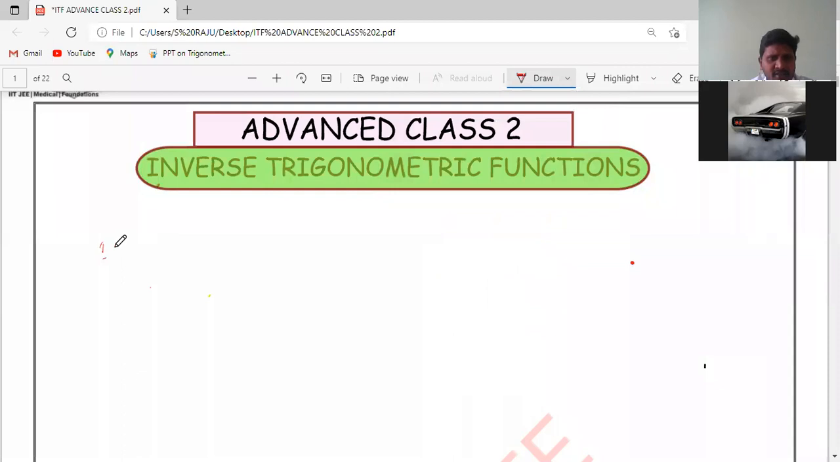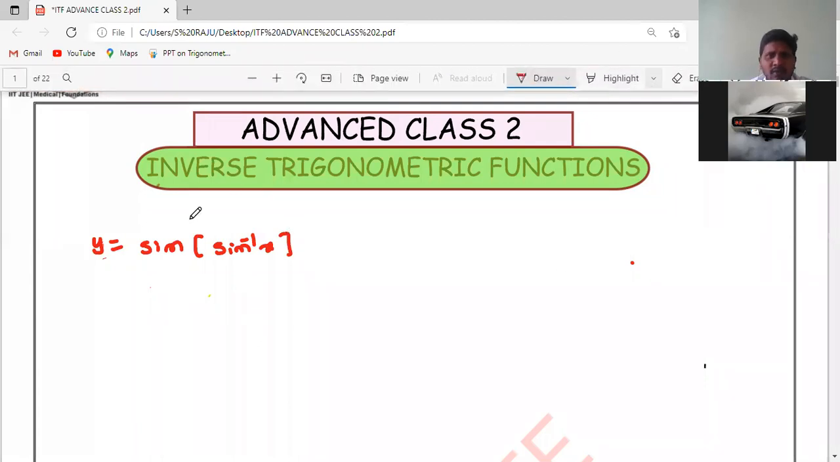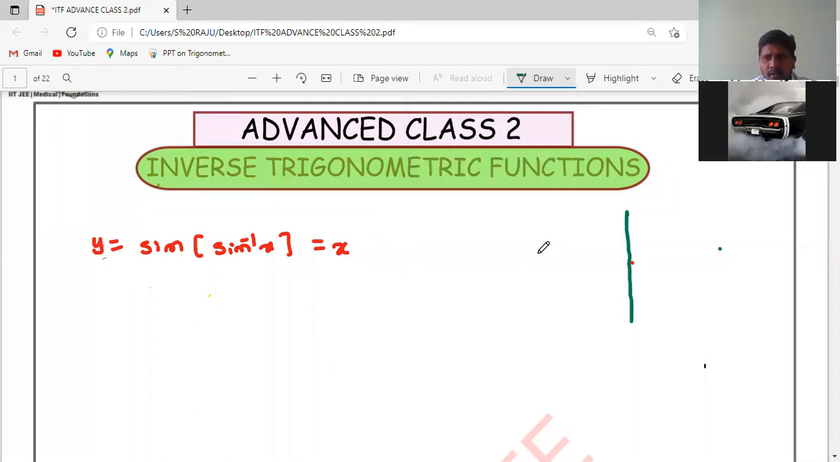Non-periodic functions are very, very easy. So for example, if I take sine inverse x, what about this function? Is it a periodic function or non-periodic function? Clearly, it is a non-periodic function. Whatever input we are giving, we are going to get the same output. If I take x-axis and y-axis, x, y, x dash, y dash, whatever input we are giving, we are going to get the same output.